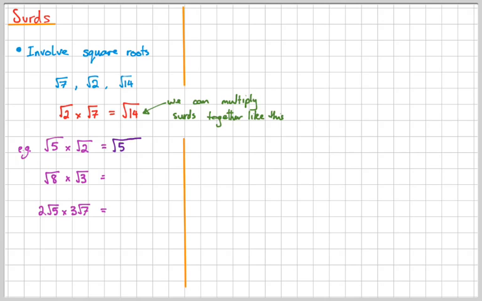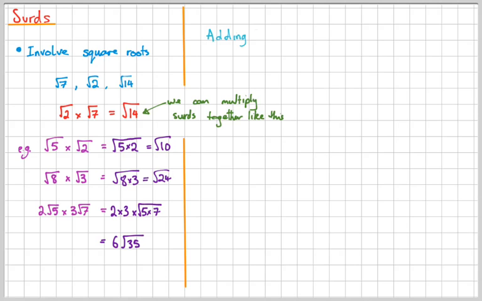Okay, so root 5 times root 2 is the square root of 5 times 2, which is the square root of 10. Square root of 8 times square root of 3 is root 8 times 3, which is root 24. This one's a little more tricky, but we can rearrange multiplication in any way we want, so we can say it's 2 times 3 times root 5 times 7. So we times the numbers together and we times the surds together. So this ends up being 6 root 35. First manipulation of surds, multiplication, done.